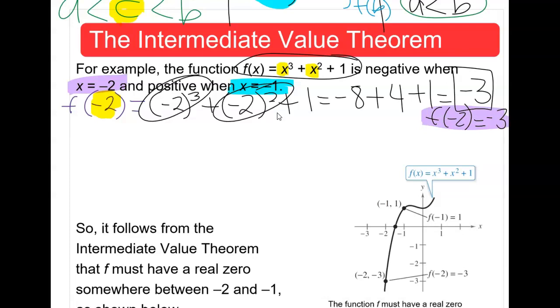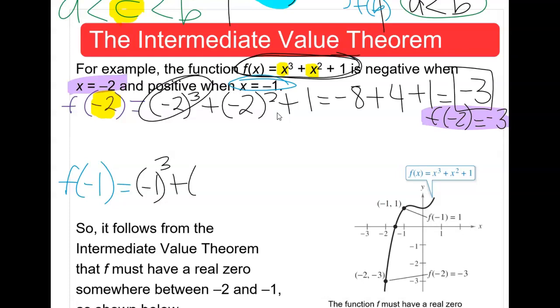Okay, now we need to find f of -1. So now I'm going to replace all my x's with a -1. So -1 to the power 3 from the original function, plus -1 to the power 2 plus 1. So we will get -1 to the power 3 is -1, -1 to the power 2 is +1, and then we have another +1. So then this will turn into a 1.